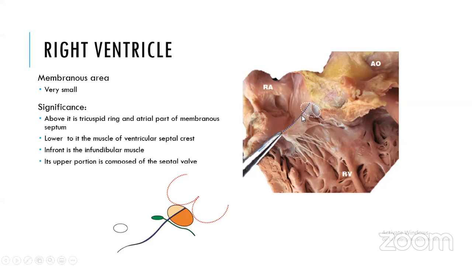Near it is the AV node, and illustrated here are the non-coronary cusp of the aorta and the right coronary cusp. You can remember it by "No, you have no right to be here": the non-coronary cusp and the right coronary cusp.